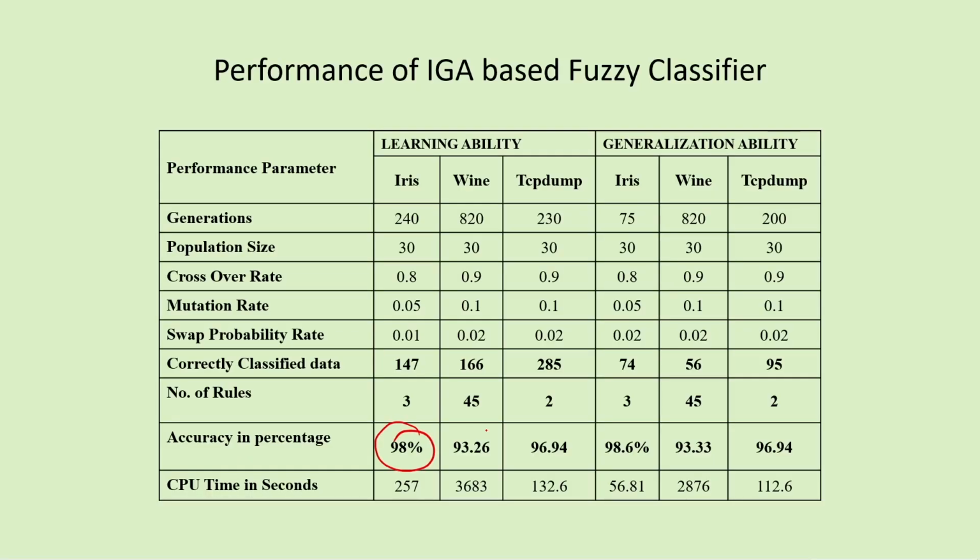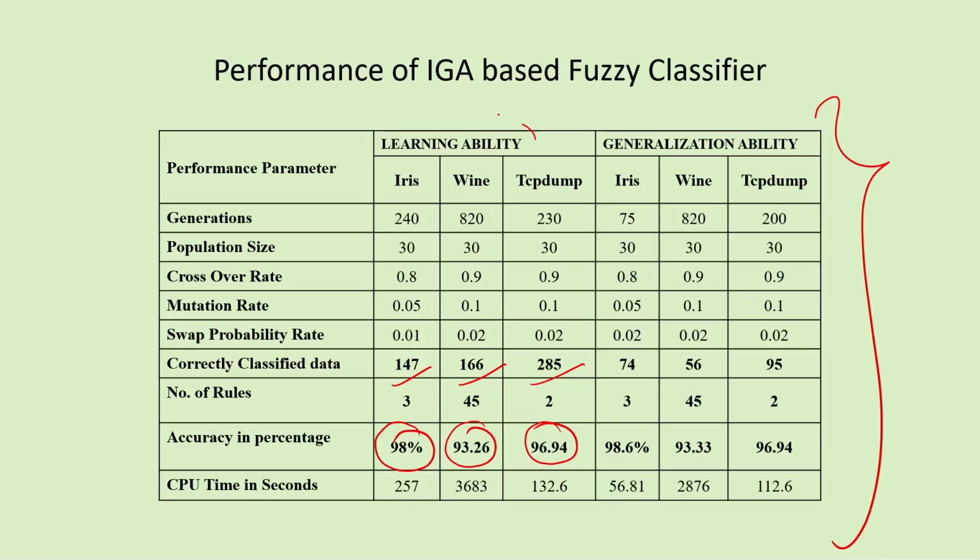Now coming to the performance of the algorithm. When we compare the performance, the accuracy is now 98.98 percent, 93.26 percent, 96 percent. So again the performance varies, with a more improved version. 147 is the number of correctly classified data for iris, 166 is for wine, and 285 for the next, like this. When you want to analyze the performance of a particular classifier model, you need to check the learning ability as well as the generalization ability.